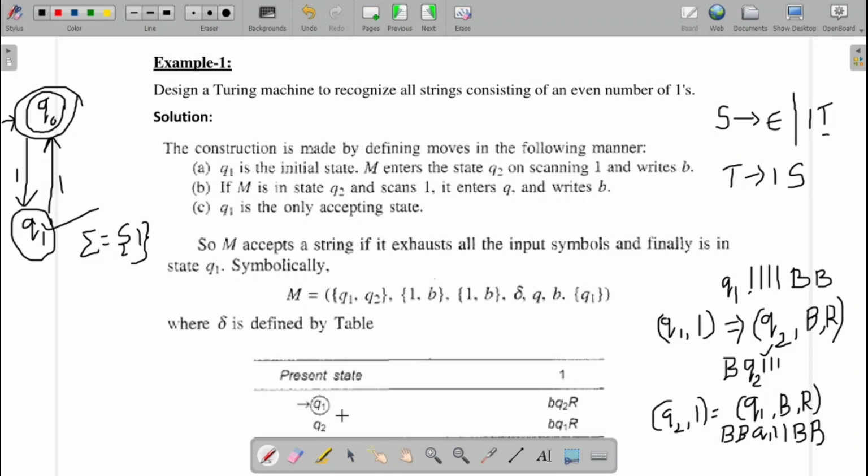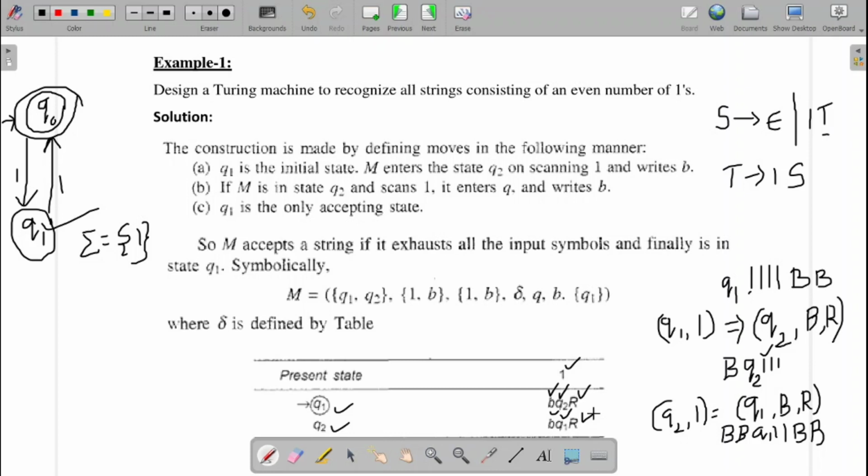Now if you look at the transition table which has been given, Q1 on 1, I will replace 1 with blank, change the state to Q2, and make the move right. Q2 on 1, I will replace 1 with blank, change back the state to Q1. Q1 is for your even number. Q1, and make the move to the right. So this is how that Turing machine will be designed.